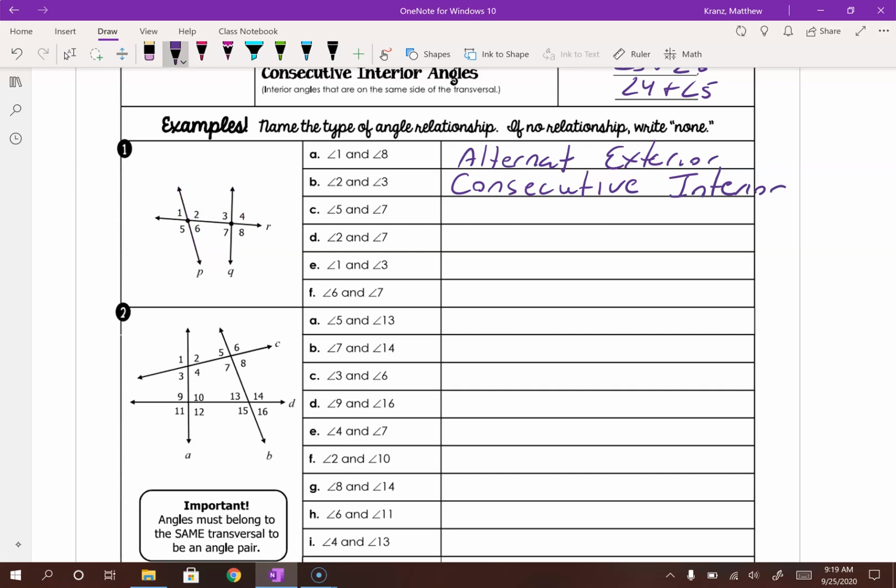5 and 7. 5 is here, 7's here. See how this is bottom left? This is bottom left. So those are corresponding angles. Two and 7. Well, you see they're inside the two lines and they're on either side of the transversal. So those are alternate interior.